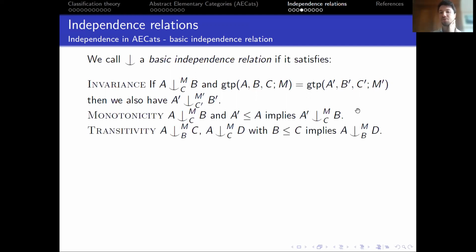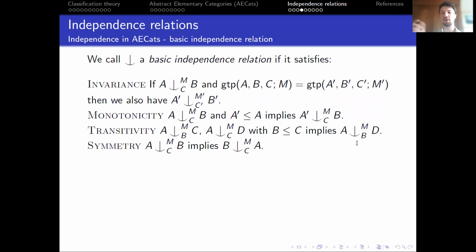There is transitivity, so I have not talked about this one before. This is given two independence relations, like A independent from C over B, and A independent from D over C, and B sits inside of C, and I can kind of stack the right sides on top of each other, and then I get A independent from D over B.